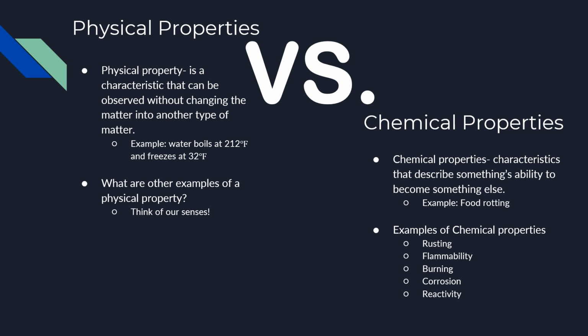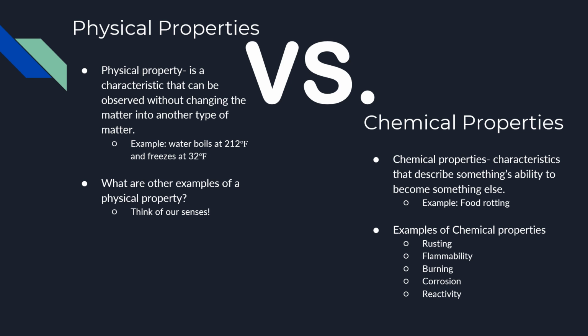So what are some other examples of a physical property? And when we're thinking about these, we need to think about our senses. So some physical properties of matter could include color, hardness, malleability, solubility, electrical conductivity, density, melting point, and boiling point.